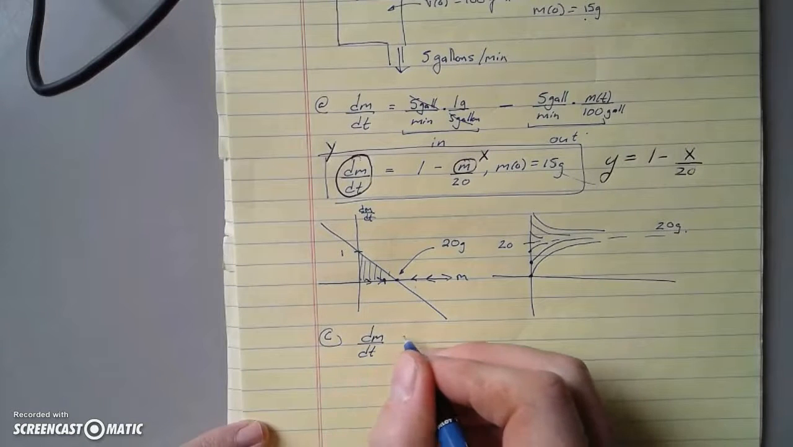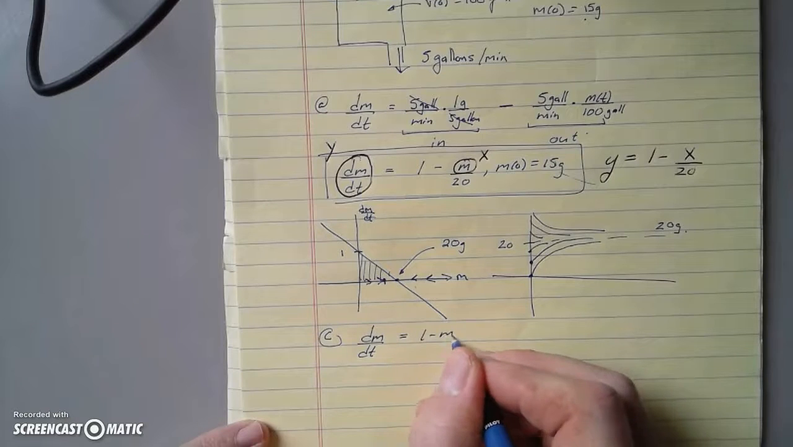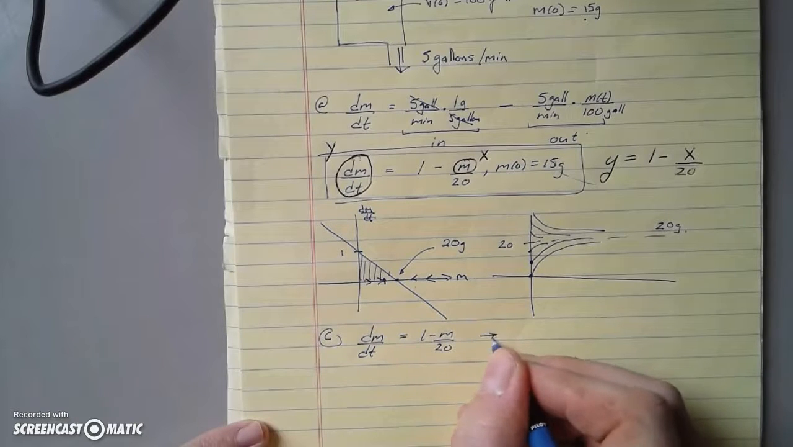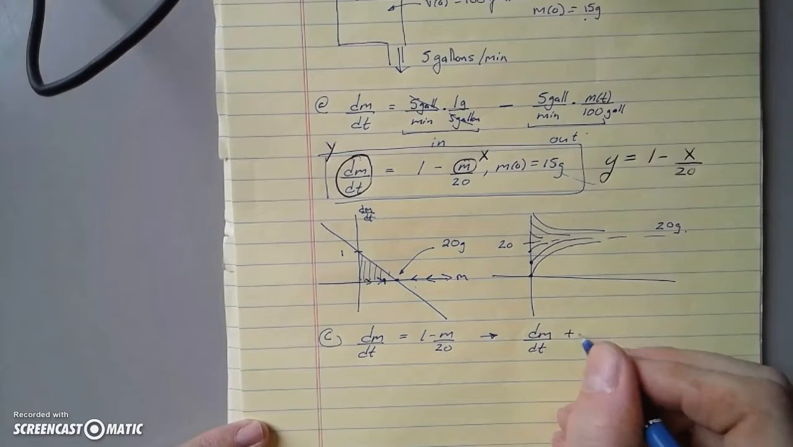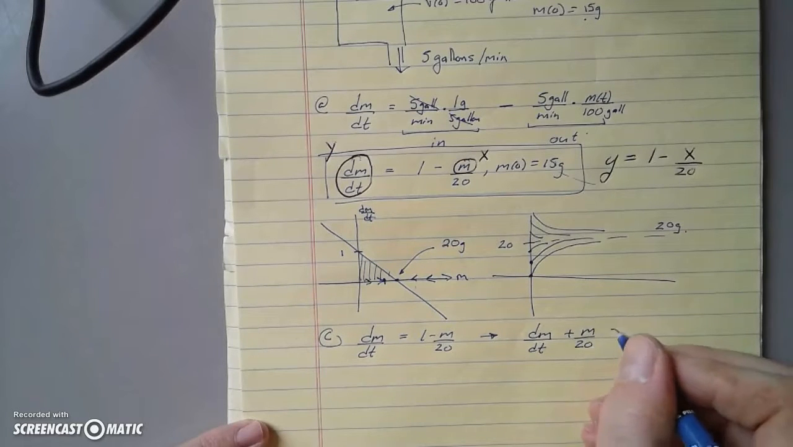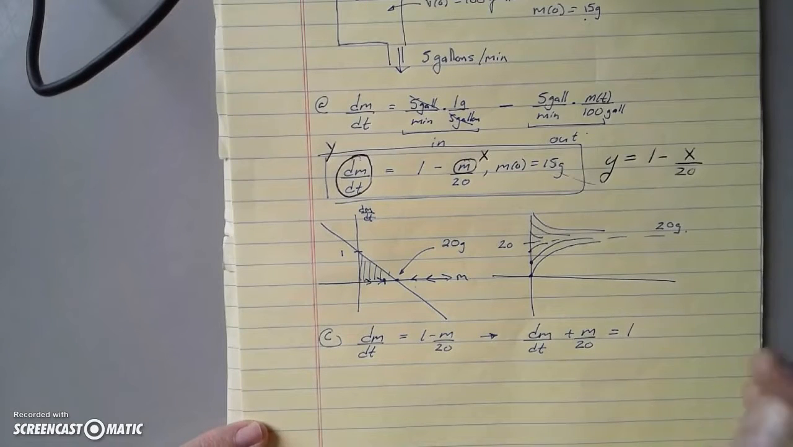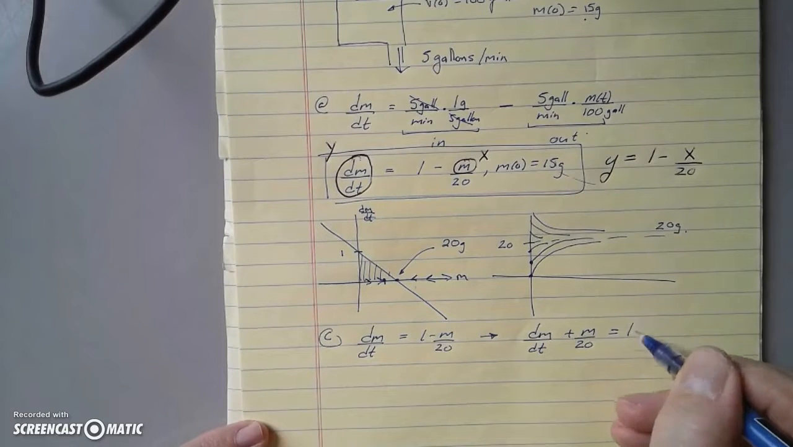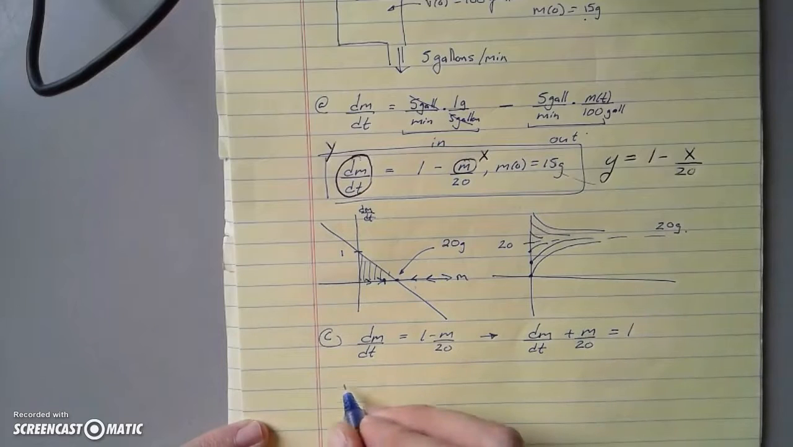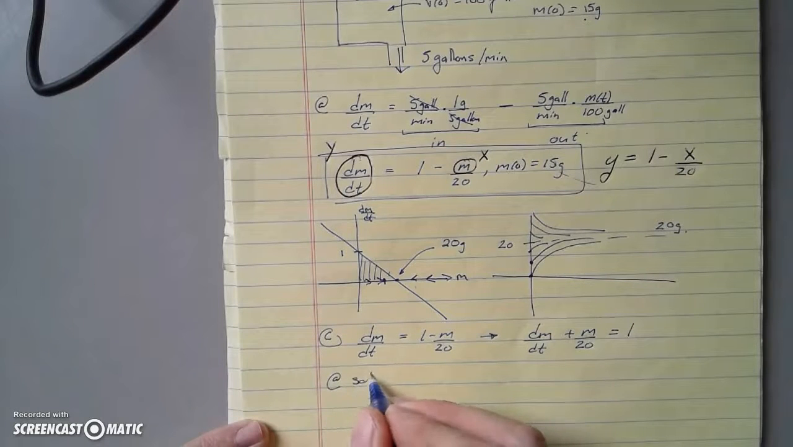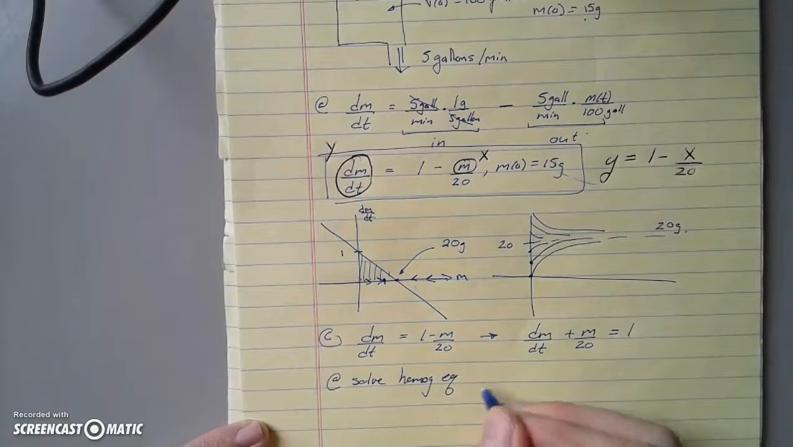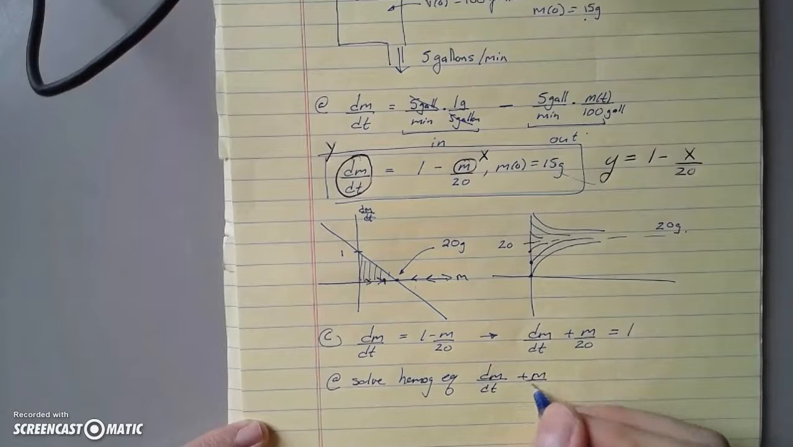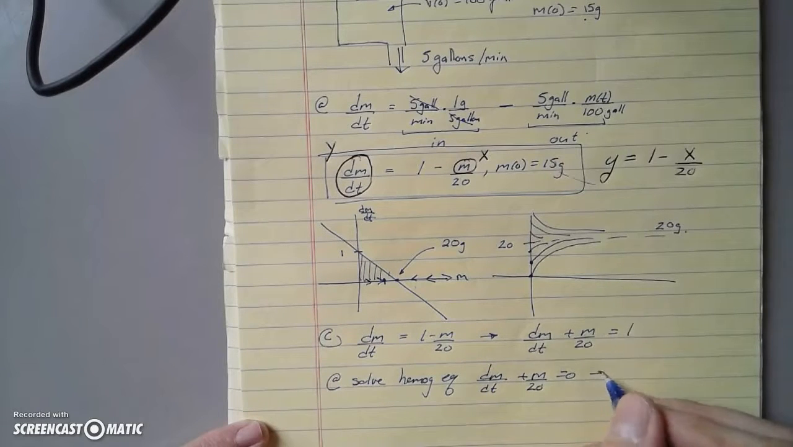dm/dt = 1 - m/20. Let's rewrite that to look like the kinds of questions that we've seen in 1.9. There it is. This is the inhomogeneous term. So the first thing we have to do is solve the homogeneous equation, which is dm/dt + m/20 = 0.